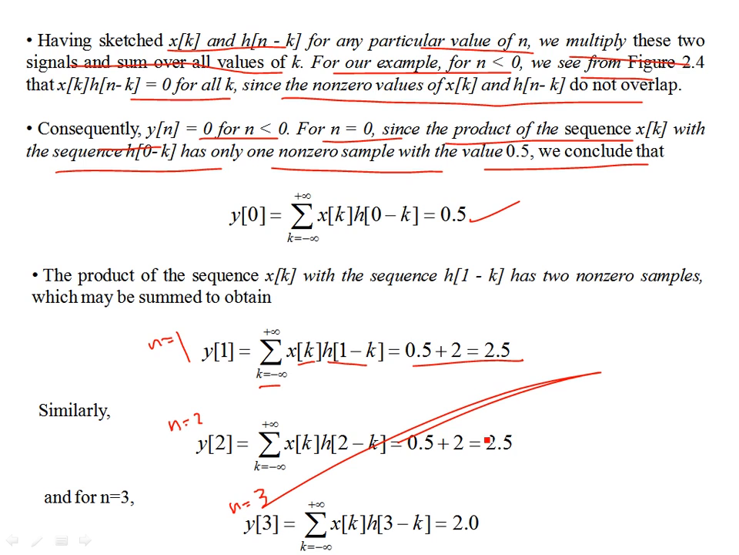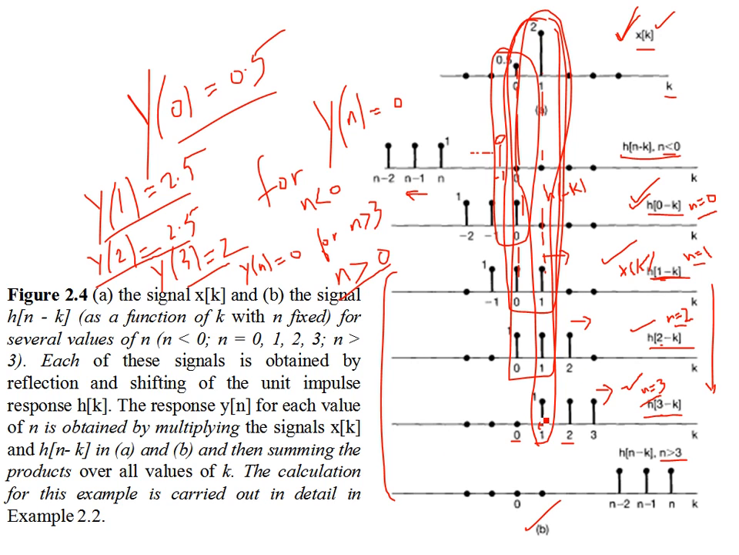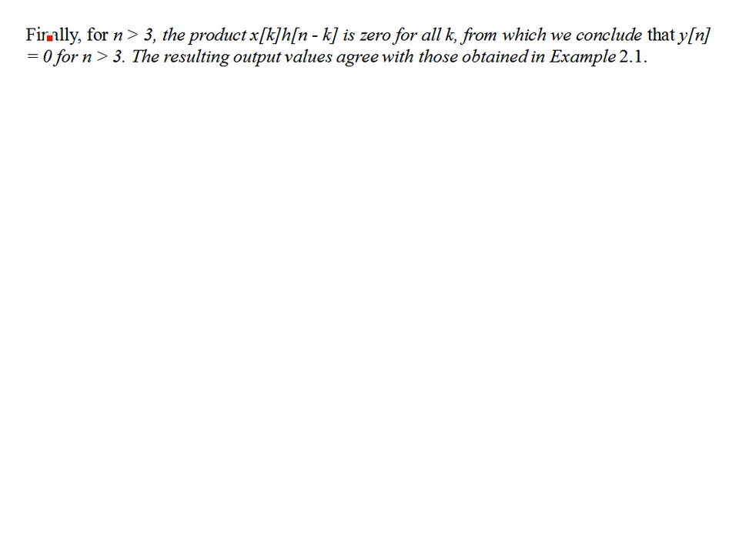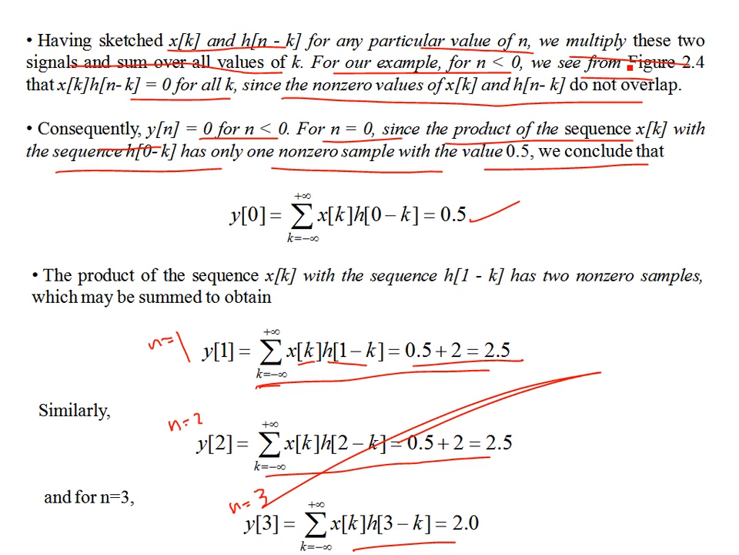So you can either expand this convolution sum as a summation, do it analytically, or you can do it graphically. So this is what the graphical approach illustrates. Basically, you have to flip the impulse sequence, and then you have to multiply on a sample by sample basis. Those samples which are overlapping, multiply them; those samples which are not overlapping, don't bother about them. So finally, for n greater than 3, the product is 0 for all k, from which we conclude that y of n is 0 for n greater than 3, and the resulting output agrees with that obtained in 2.1.